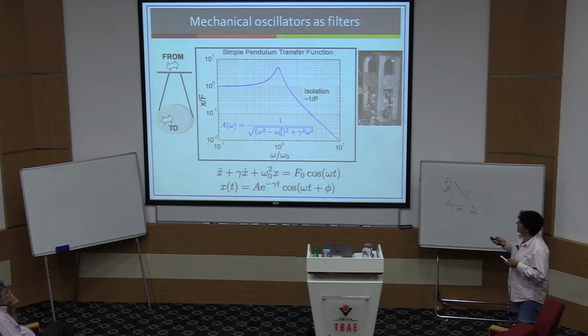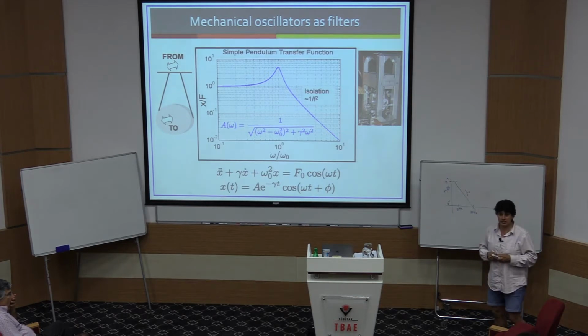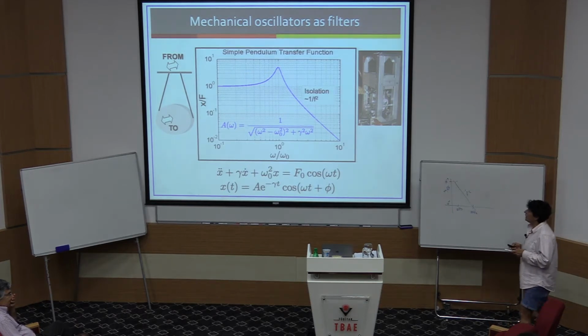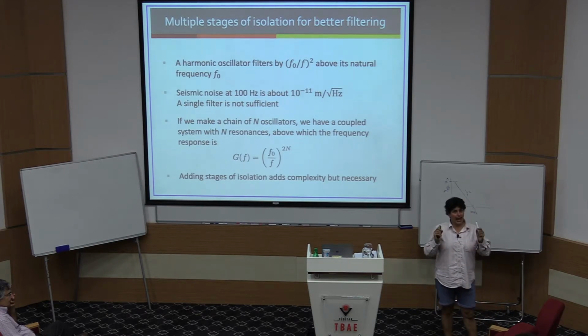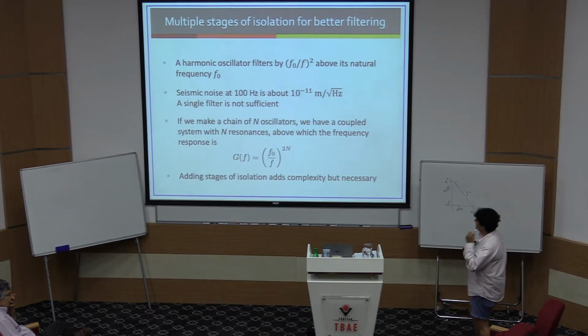Another way to think about this is that above the resonant frequency, only the inertia term dominates in the differential equation. Okay, and that's it. So now you have yourself a filter, and we get this kind of for free, because we were already hanging the mirrors as pendulums to make them the free falling particles of general relativity.